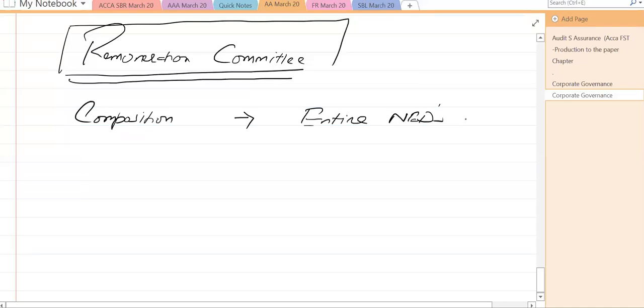So if there are EDs involved in the audit committee, there will be a self-review threat. They will be reviewing their own work. In the remuneration committee, if there are EDs, they will be deciding their own salary. So there will be self-interest. In the large company, there should be 3 NEDs in the audit committee and the remuneration committee. In the small and medium, there should be 2. So composition, entire NEDs. And then objective and roles.